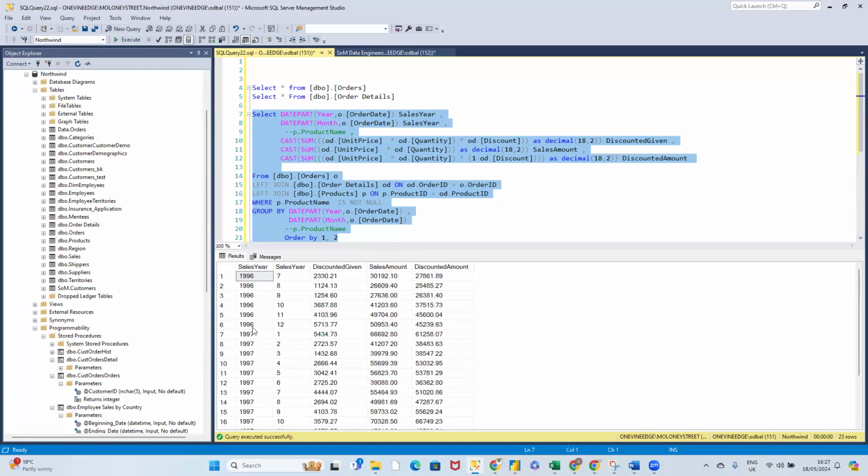But you can see that in 1996, the business actually started in July. So that's why you have July, August, September, October, November, and then the same thing you can see for each year.